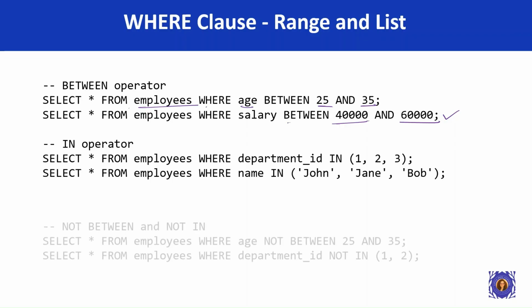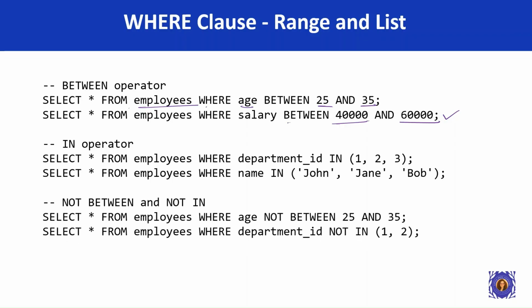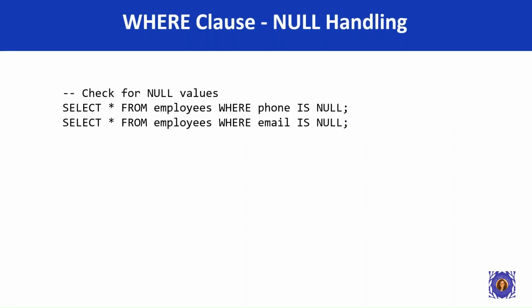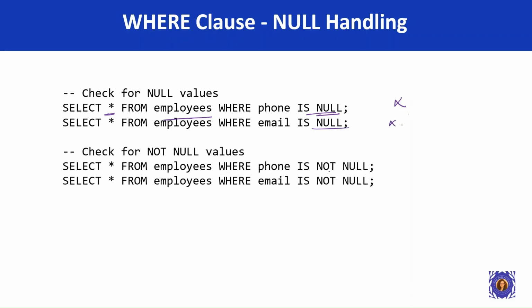Not between and not in are just negations of the operators that we understood. Moving on to null handling, like we need to select all the attributes from table employees where phone is null, because there is no value in phone and there is no value in email. Next, is not null means that phone has a certain value and email also has a certain value in it. Then only it will be considered as the true output.